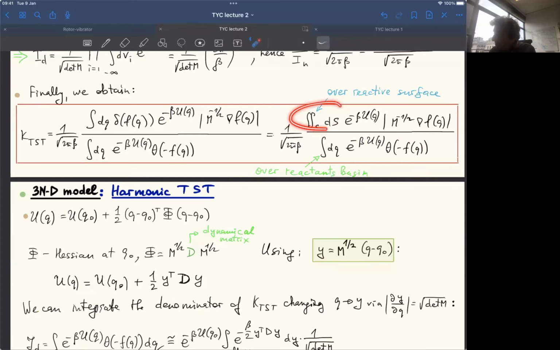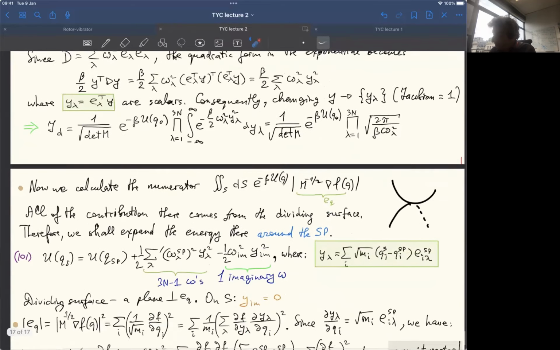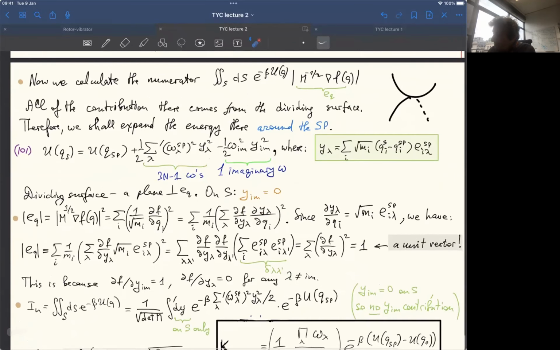Here we need to integrate over the reactant dividing surface. How shall we do this? First of all, this is a saddle. Remember, I was telling you that if you go along the dividing surface, the energy goes like this, and here is the point where we have a minimum. However, if we deviate from the dividing surface to the left or to the right, towards one minimum or the other, the energy goes down. So it's like a saddle.